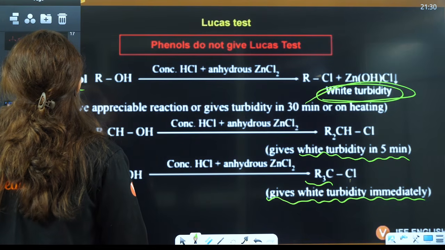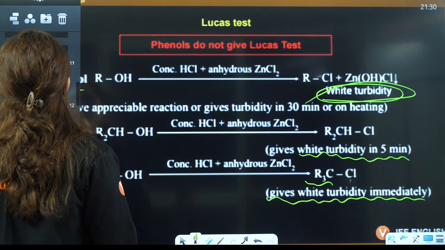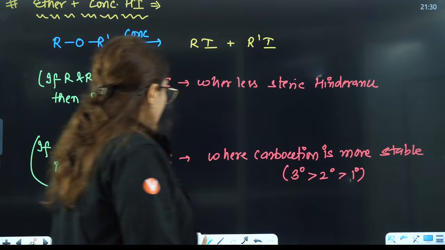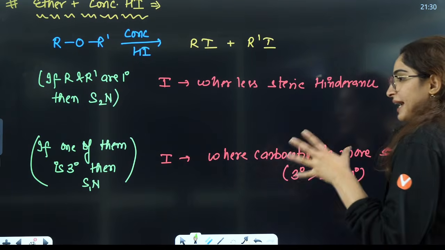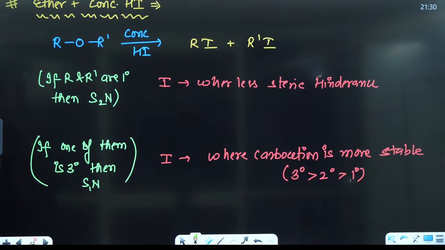Got it, guys? Now let's see some important reactions here, right? We were here. These reactions are somewhere hidden in your book, so you usually ignore these reactions.